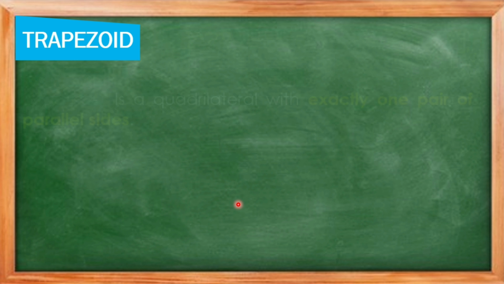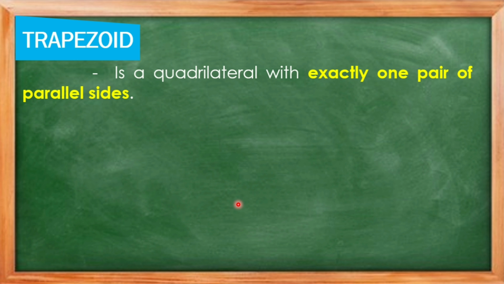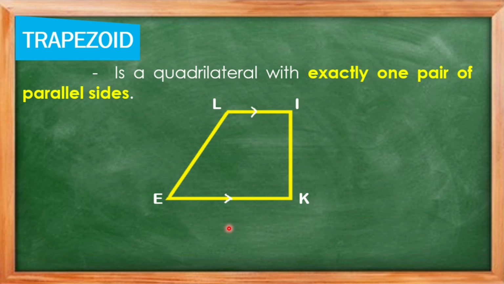Next, let's have the trapezoid. So let's recall the definition of a trapezoid. It is a quadrilateral with exactly one pair of parallel sides. So as an example of a trapezoid, we have here trapezoid LIKE. And as you can see, meron itong dalawang arrowhead, and that indicates that these two sides are parallel to each other.